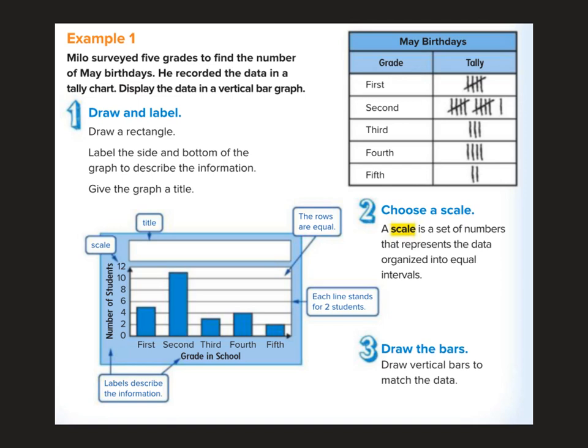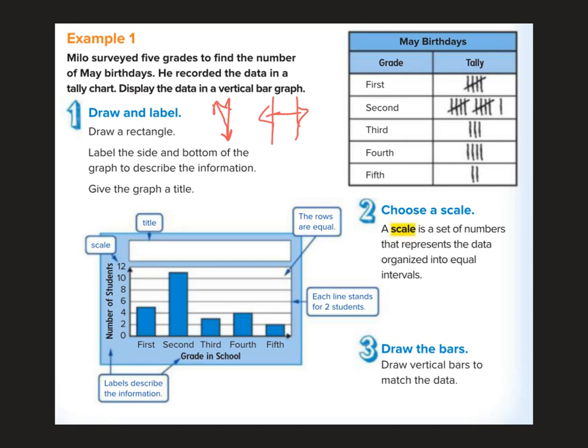Display the data in a vertical bar graph. So vertical is up and down, and this is how I remember it: V points up and down. And then horizontal is left and right, because the H crossing it goes left and right. Horizontal, vertical, up and down. So you want an up and down bar graph.